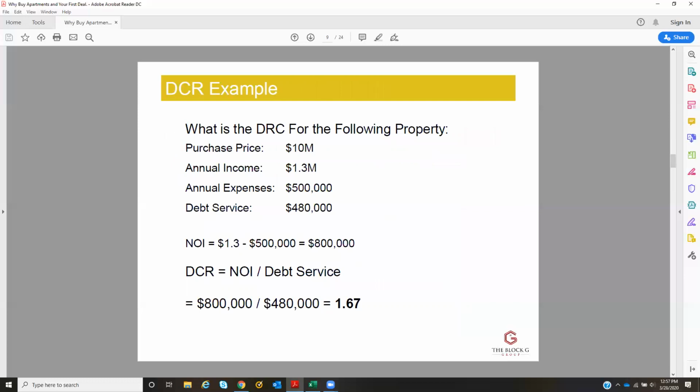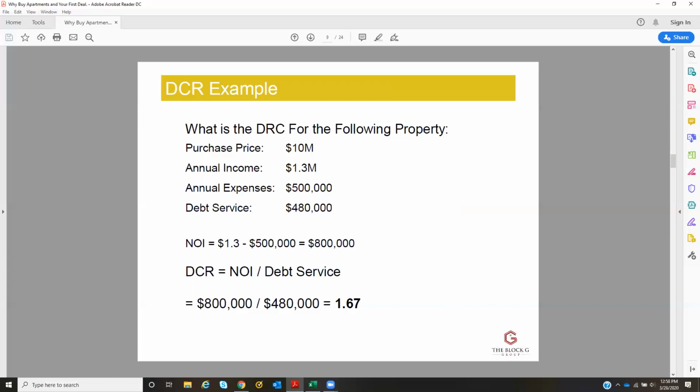Okay, so now let's take an example of the debt service coverage ratio. Let's go back to the purchase price of the property we had earlier: 10 million, 1.3 million of income, annual expenses 500,000. Now we include the debt service, because this is a debt service coverage ratio. NOI is calculated the same; that still stays 800,000. So your debt coverage ratio here would be your 800,000 divided by your annual debt service. So that's 1.67. Is that a good debt coverage? Of course it is. It's above that 1.25, and the banks love that.